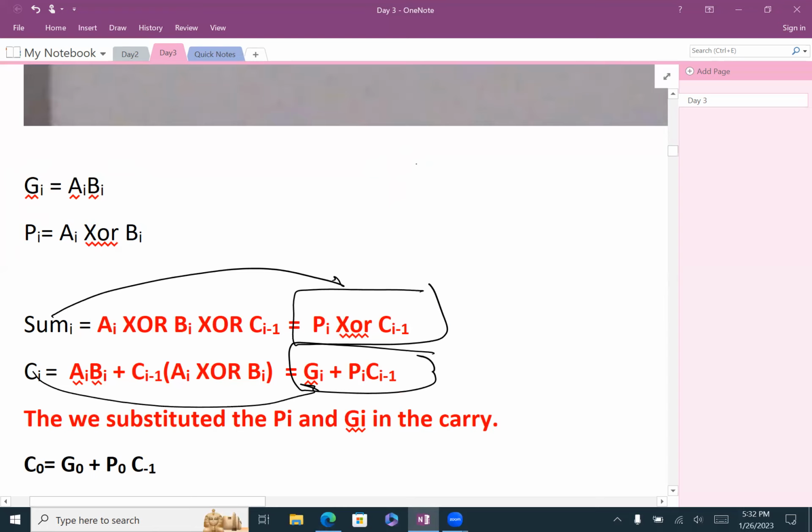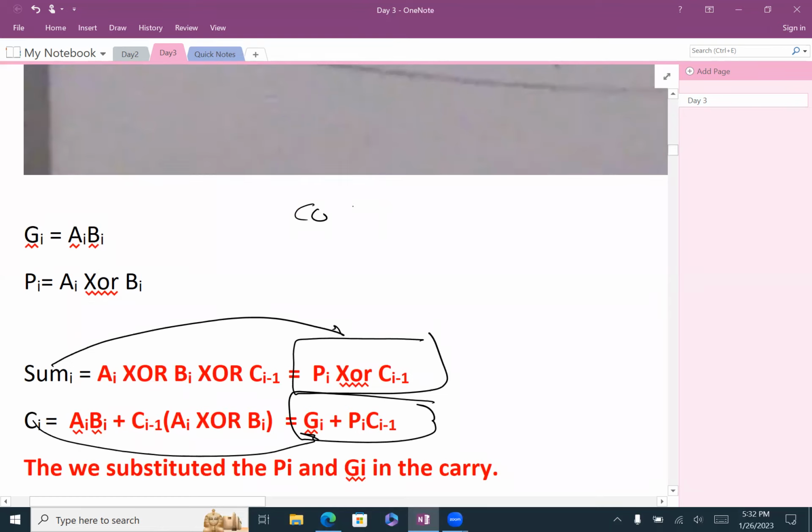Okay. So now let's find C0. I have it, everything here, but I'm trying not to show it to you. So let's work together. What is the C0 from here? It's G0 or B0 and C-1 is C-1, correct? Perfect. So can you explain that to me?